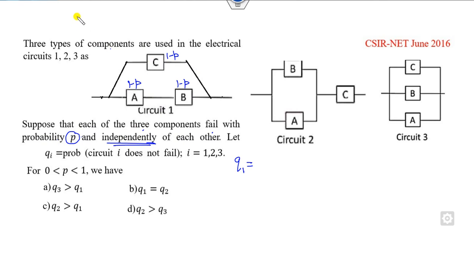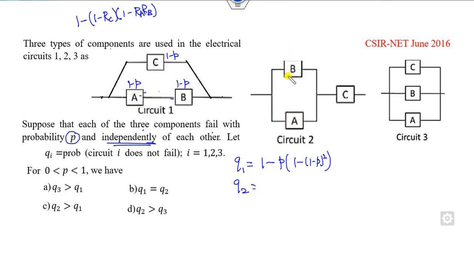Now they are in parallel. What is the probability of the parallel? It is 1 minus the reliability of C, and they are in series. So it means 1 minus reliability of A, reliability of B. If I substitute here, what is the reliability of C? 1 minus P. And what is 1 minus RC? P. What is that? It's 1 minus P square. Fine. This is the reliability of Q1. They are in parallel.